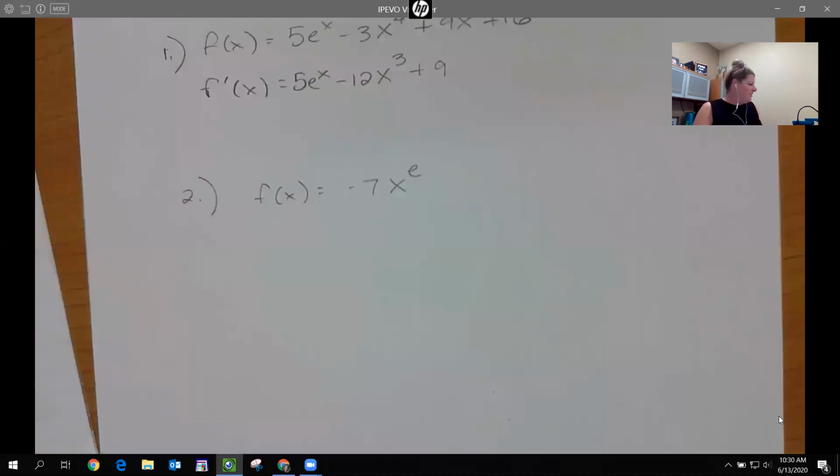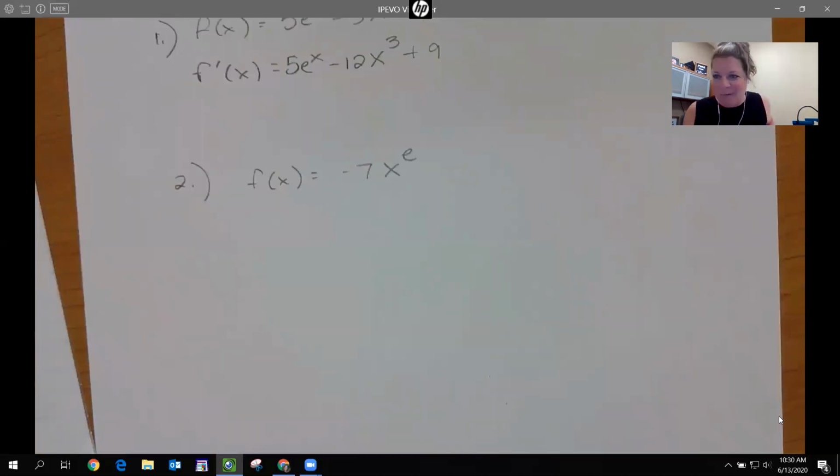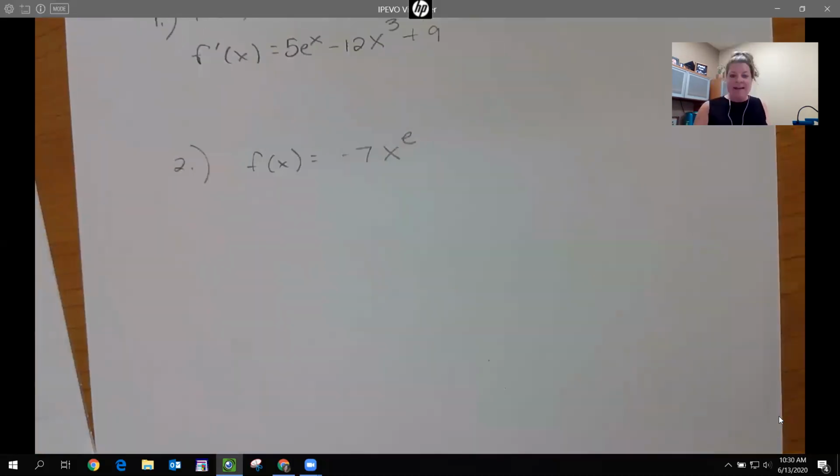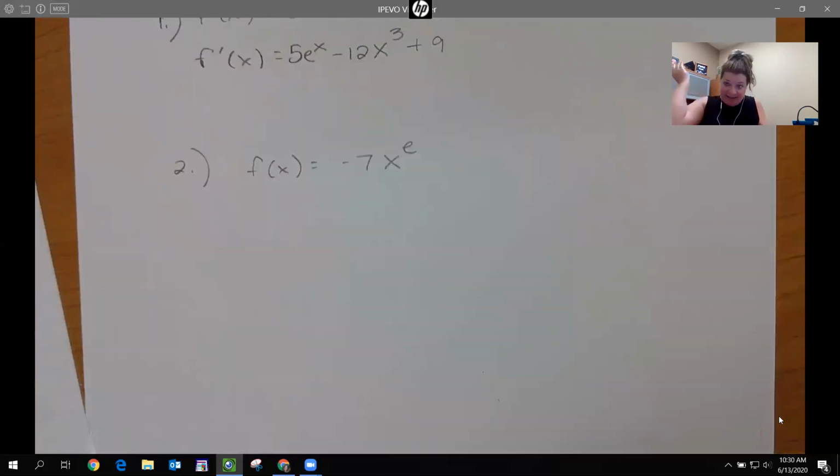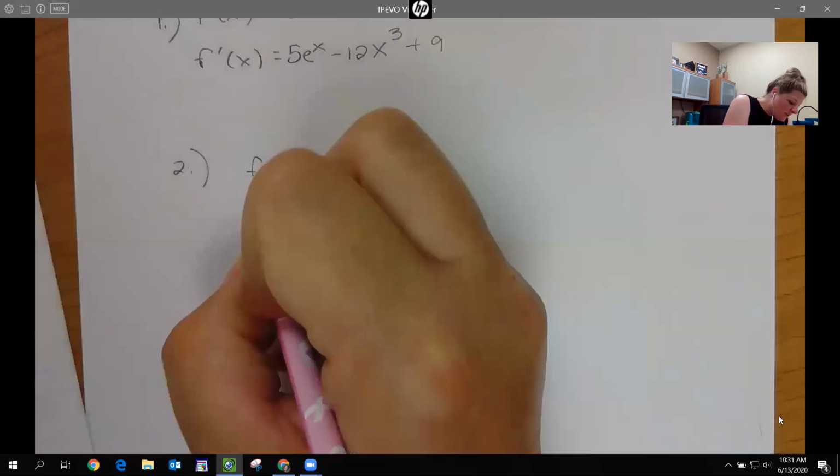I shouldn't say I like it, because I don't really like tricky questions, but this is not e to the x, it's x to the e. So what is e? e is a number, like pi. It goes on forever, 2.7 something. So really e is a number. So if we have something with e in the exponent, we follow our exponent rules to do our derivative.